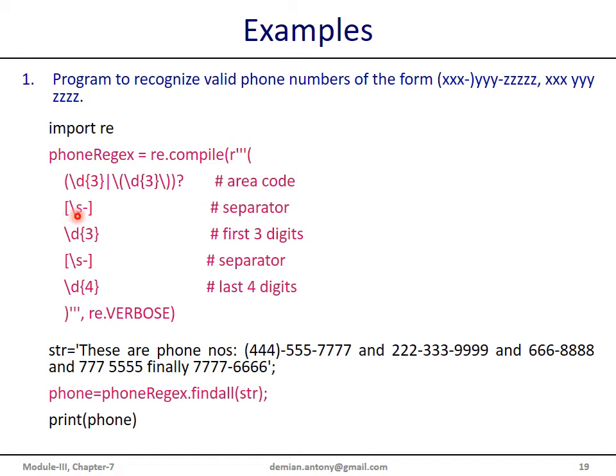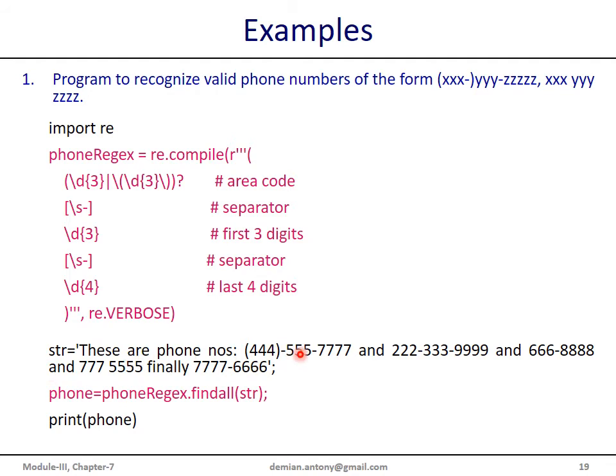Then we have a space or hyphen. You can see here slashes for space and hyphen. This is a character class we have created. Then again 3 digits followed by space or the hyphen, and this is the last 4 digits, and we use the option verbose since we use comments as well as new lines in between the regular expression.